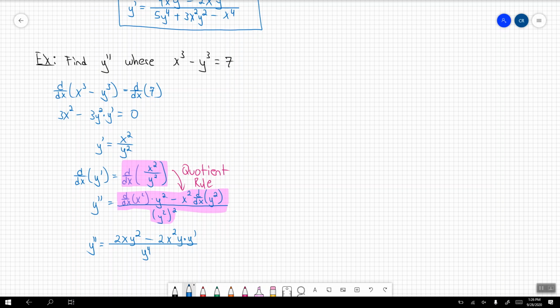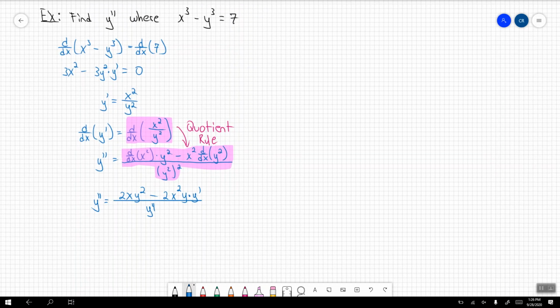Looking good. Now we're almost done here. The only thing that's really different here is that we have a y prime embedded in this second derivative. In other words, we have a first derivative embedded inside of the second derivative. If we can try to eliminate that, let's do so. So on here I'm just going to say try to eliminate y prime, or substitute.